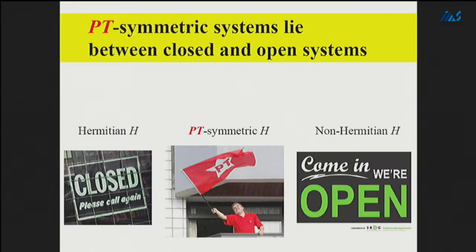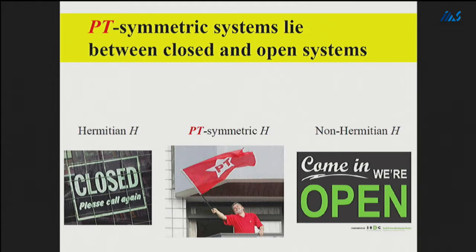To close these very elementary introductory remarks, PT symmetric systems lie between closed and open systems. PT symmetric systems are open in the sense that they're connected to their environment. They have stuff going in and stuff coming out. So PT symmetric systems are a kind of open system. But on the other hand, there's a balance between loss and gain. And as a result, especially if you're in a region of unbroken PT symmetry, PT symmetric Hamiltonians behave very much as if they are Hermitian. They look like they're Hermitian. They have all real eigenvalues.